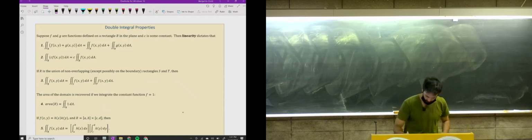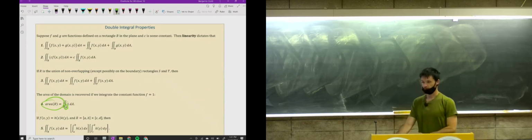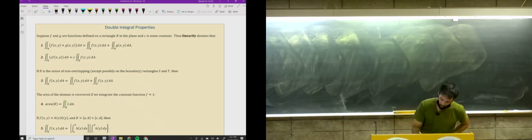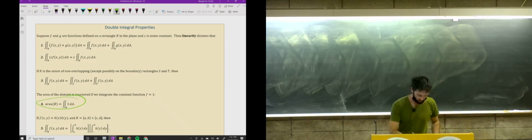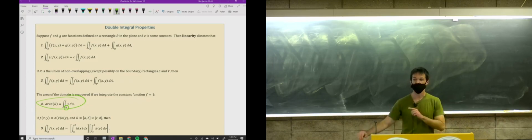The fourth property states that if you integrate the function 1 over a region, you get the area of the region. So this is kind of interesting. This is a new area formula. Now, as presented right here, it's not particularly interesting because it's just for the area of a rectangle, but it's going to be shown to hold in section 5.2 for much more general shaped regions.